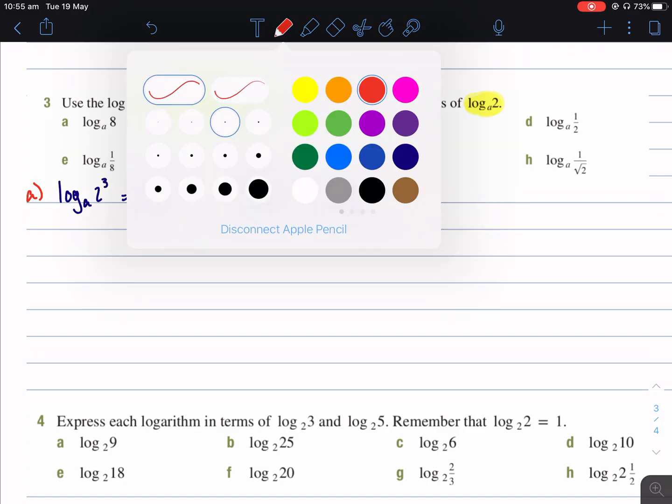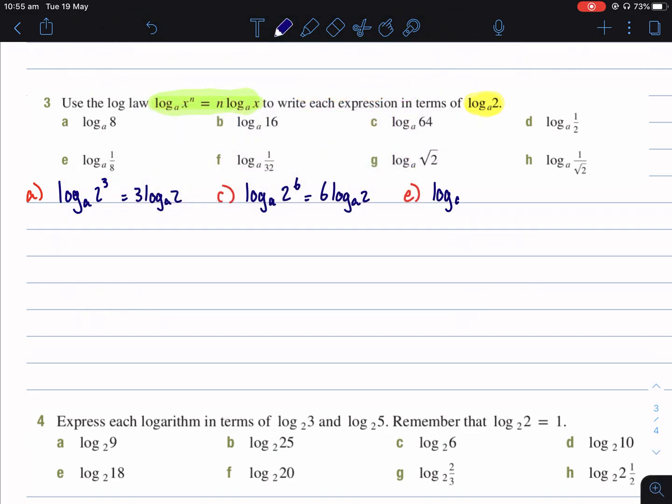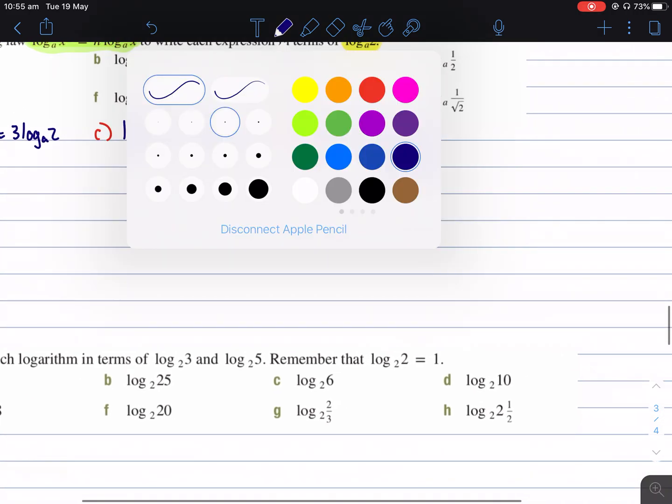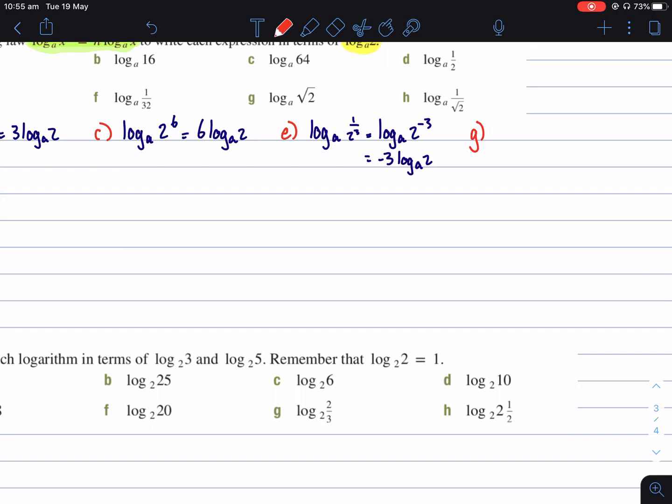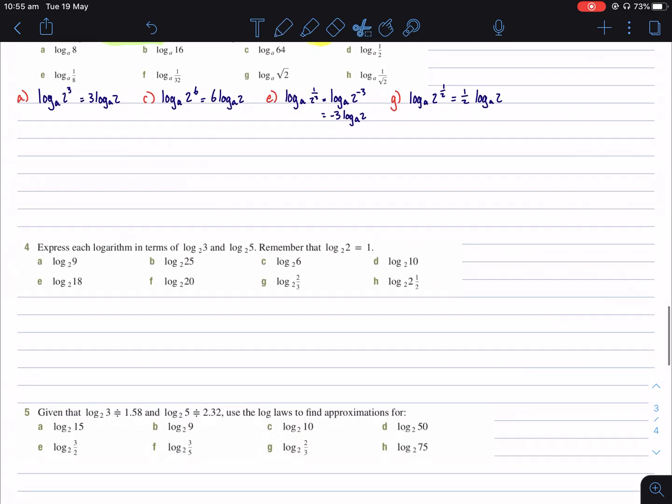E, log base A of 1/8. Now that's the same as 8 to the minus 1, or 1 on 2 cubed, sorry. Which means it's log base A of 2 to the minus 3. So we've got negative 3 log base A of 2. G, now we've got log base A of the root of 2, so that's log base A of 2 to the half, which means it's a half log base A of 2. That was easy.